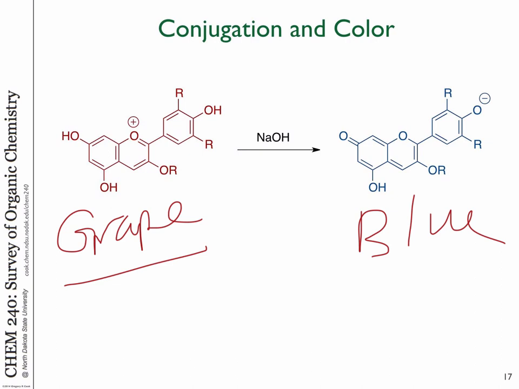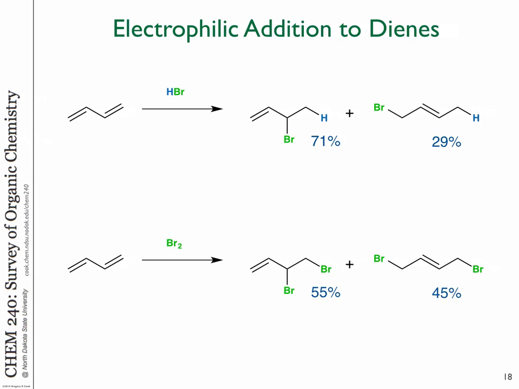So conjugation. Conjugation is important for color. But we also need to think a little bit about the impacts of double bonds which are conjugated or not conjugated in chemistry, in reactions, because when we talk about additions to double bonds, there are a lot of things that can happen. So if we go back and look at this electrophilic addition to dienes, or to an alkene, you add HBr, because in a conjugated system, the double bonds are no longer isolated, you can get different kinds of products where the bromine adds into very different places.